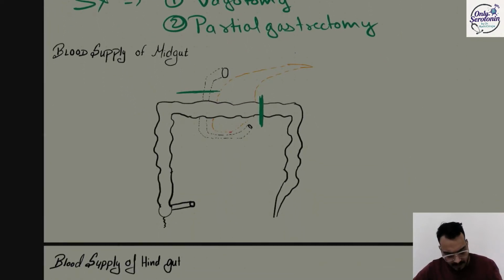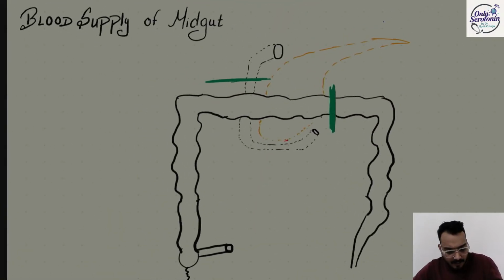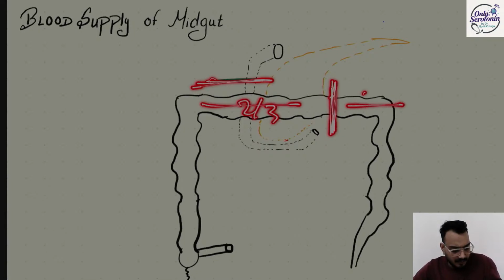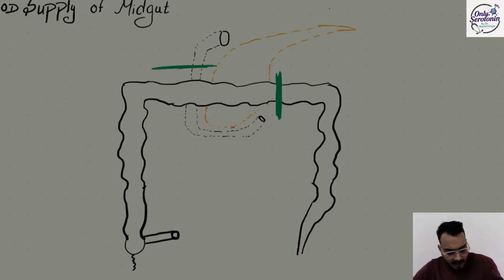Now, we have the blood supply of the midgut. What have we studied about the midgut? We have studied that from the ampulla of Vater till the proximal two-thirds and distal one-third of my transverse colon, I have midgut, right? The midgut is supplied by which artery, guys? The midgut is supplied by SMA, superior mesenteric artery.